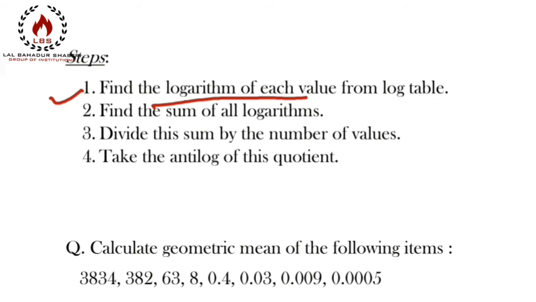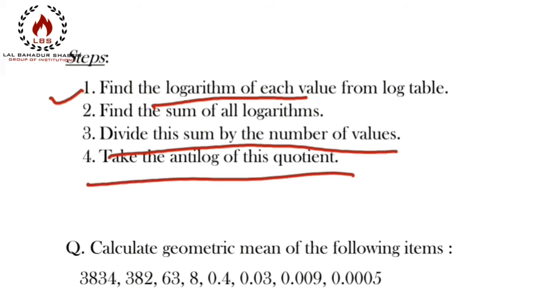जो भी आपने log निकाला है उन सबको add करिए. Divide the sum by the number of values. Whatever number of observations you have, you have to divide that sum by that number. Take the anti-log of the quotient. So whatever value you have got, you have to find the anti-log of that quotient.